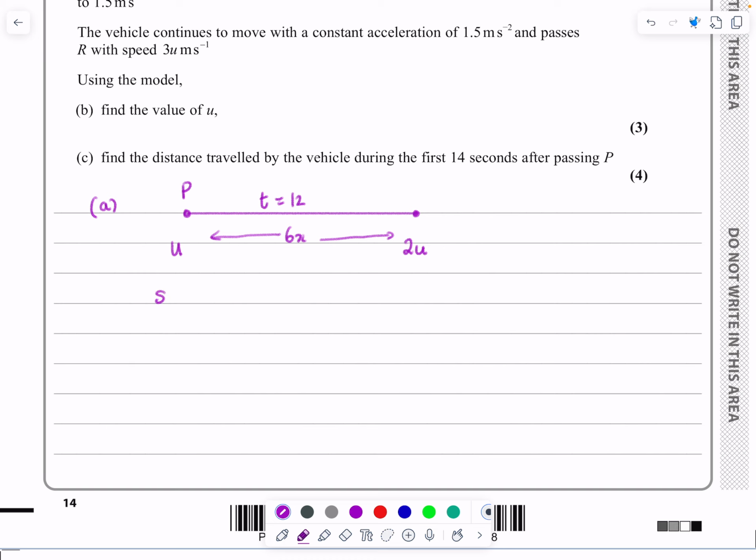Let's just set up our SUVAT: s, u, v, a, and t here. So what do we have from this initial piece of information? We know it travels a distance of 6x. We know it starts off with the speed u. We know it finishes or goes past there with the speed of 2u. And we know it takes 12 seconds to do that. So how do I connect these four? Using SUVAT s, u, v, and t, I've got 5 choices of formulae. I'm going to use s equals (u plus v) over 2 times t.